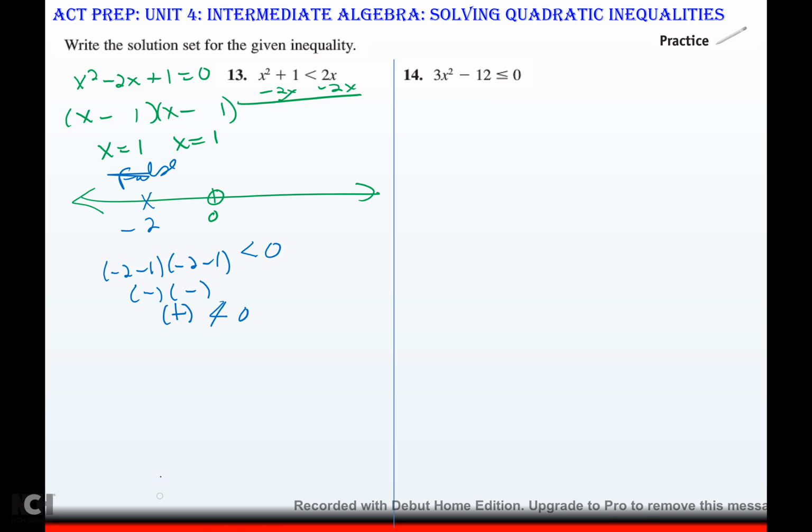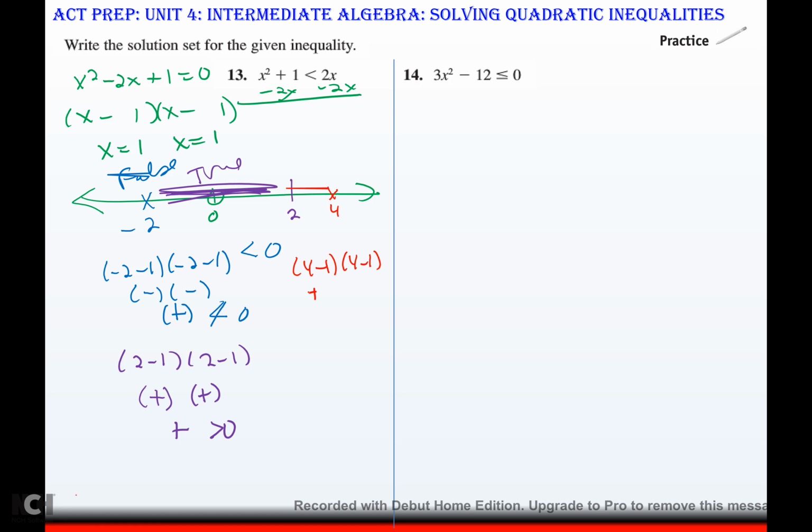Pick something above, like 2. 2 minus 1, 2 minus 1. This is going to be a positive. This is going to be a positive, which is a positive, which is always greater than 0. So this section is true. And again, I bet you can guess what's going to happen up on the next one. Let's plug in 4. So I have 4 minus 1, 4 minus 1, which is a positive, times a positive, which is a positive, which can never be less than 0. So that section is false. No bar means don't include them, so my solution is x is between negative 2 and 2.